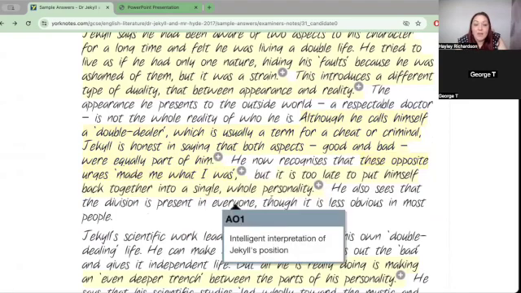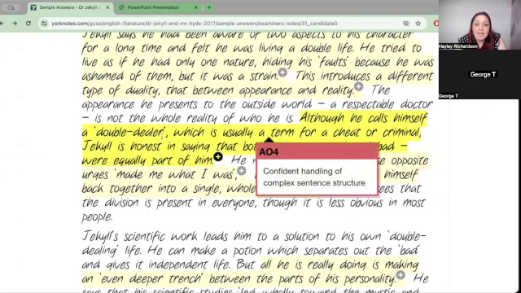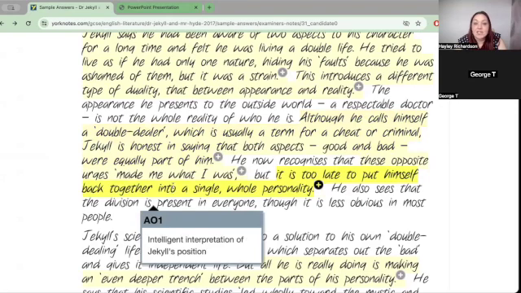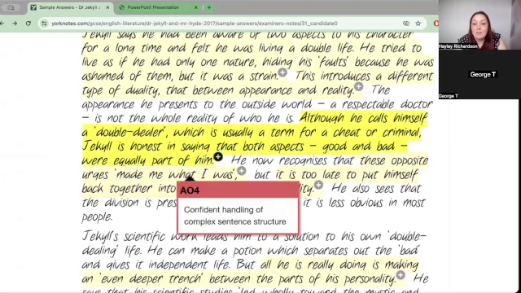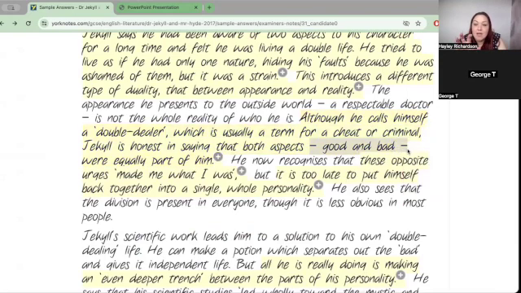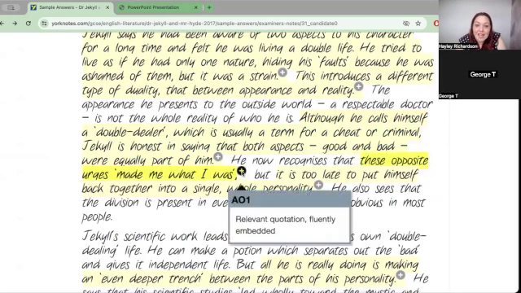So you can see what they mean by that is you've got, although he calls himself a double dealer, then this is almost like an aside, or a kind of, oh, by the by, because you could have the full sentence. Although he calls himself a double dealer, Jekyll is honest in saying that both aspects were equally part of him. By adding in the comma here and the extra explanation here and the firm idea that he's talking about good and bad. So you've got your main sentence, then you interject these little bits that add to or explain what you've just said. And that shows complex sentence structure. So nice long sentences. He now recognizes that these opposite urges made me what I was. Relevant quotation fluently embedded.